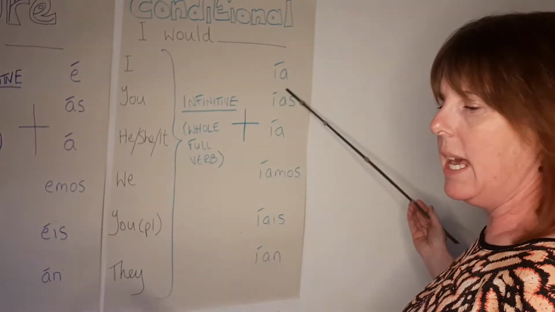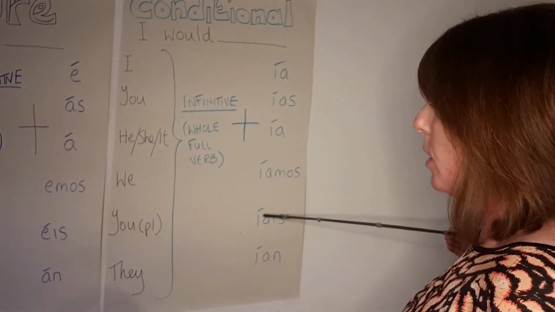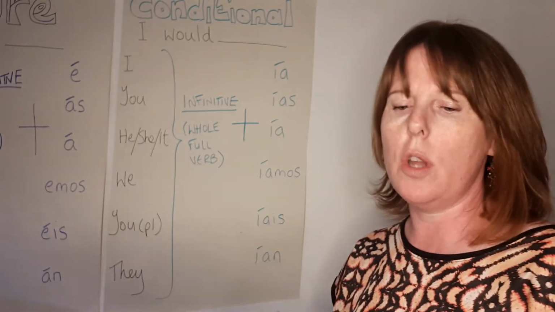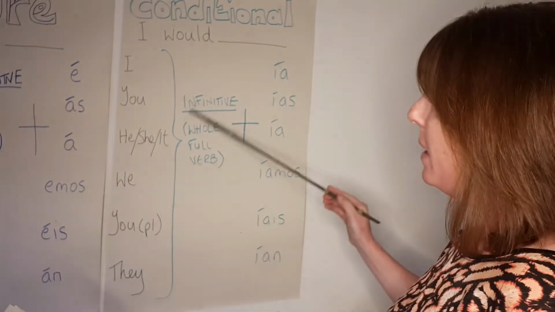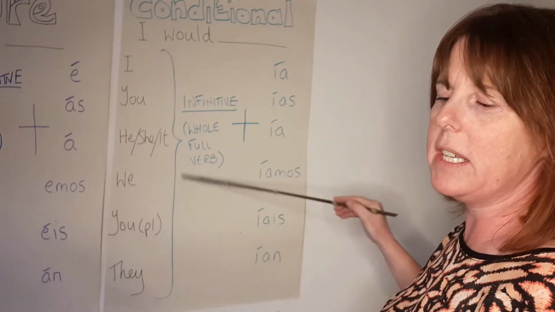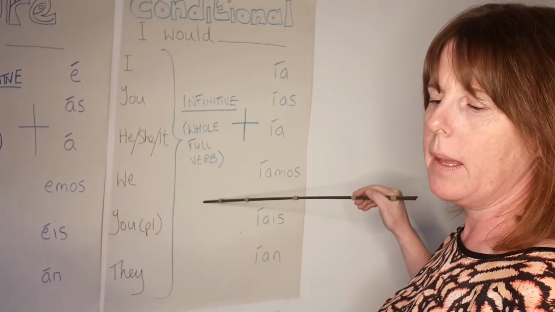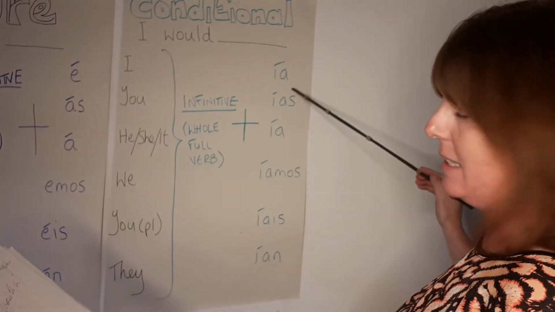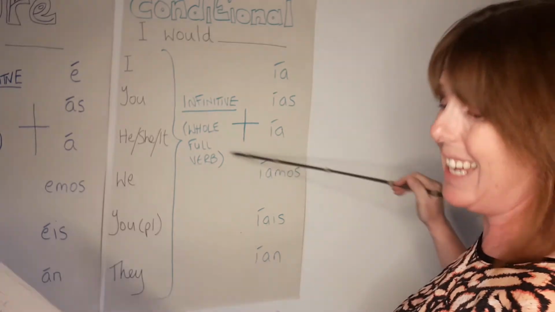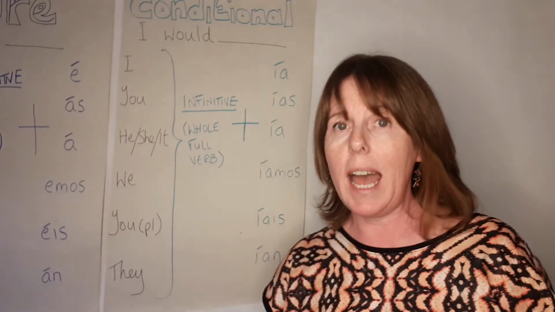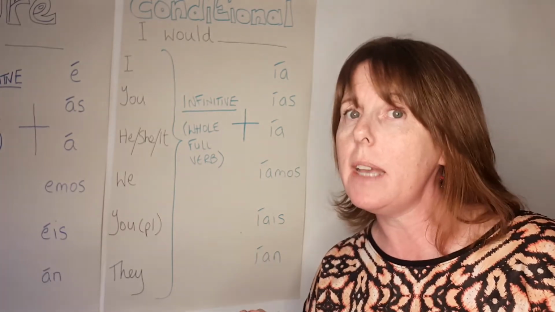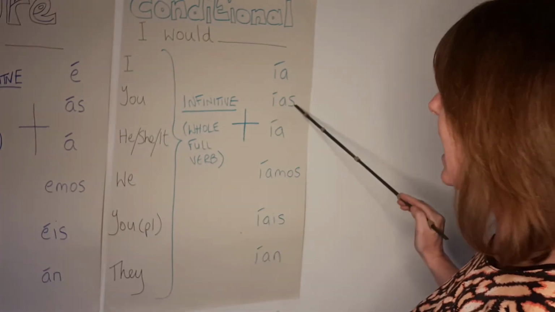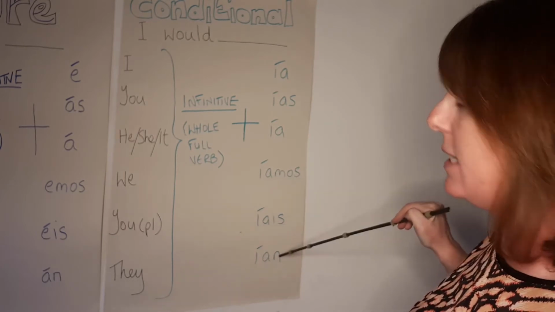Ia, ias, ia, ia, mos, ian. All you need to know for the conditional is to have the verb again as its whole infinitive full form. Then pick the end that you want to say and stick it on the end. What more can I say other than sing? Sing again. Ia, ias, ia, iamos, ian.